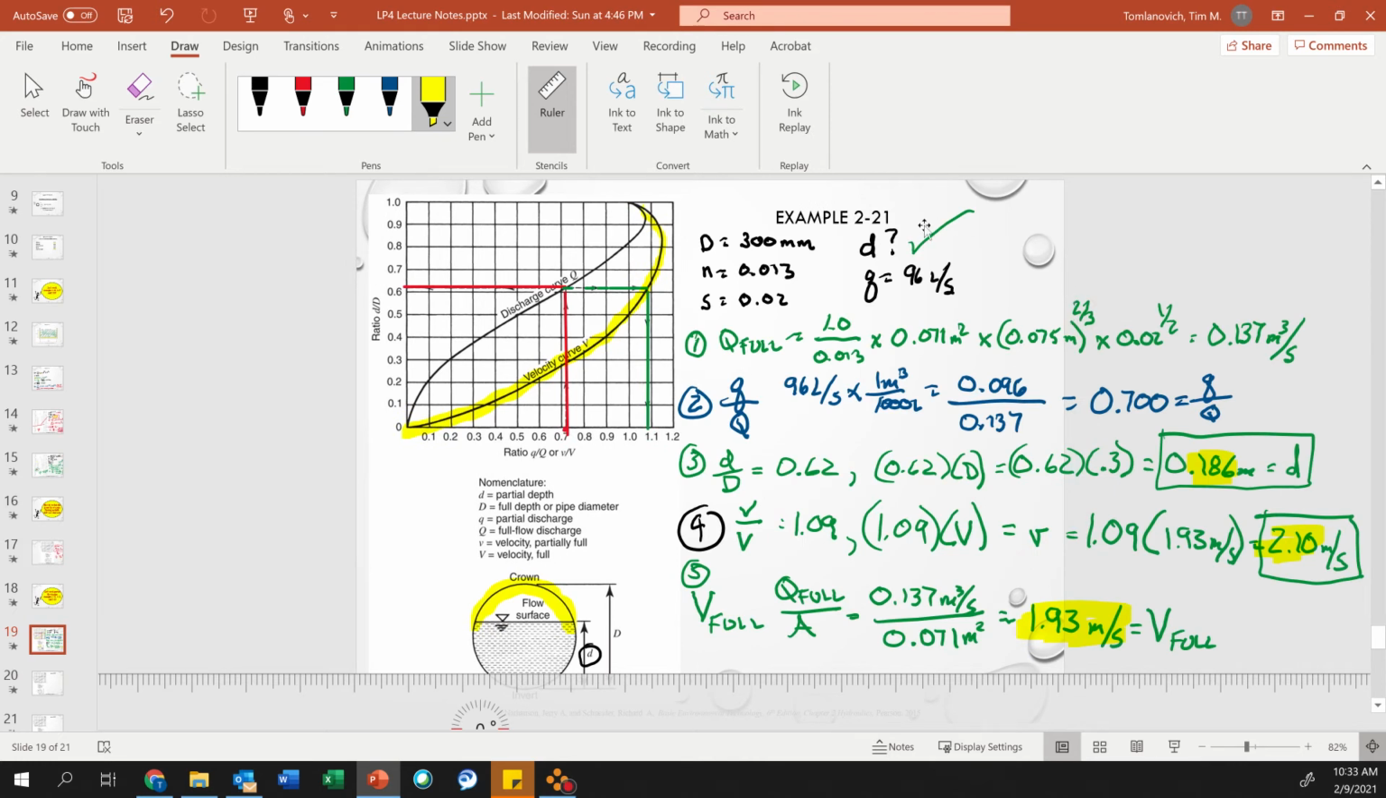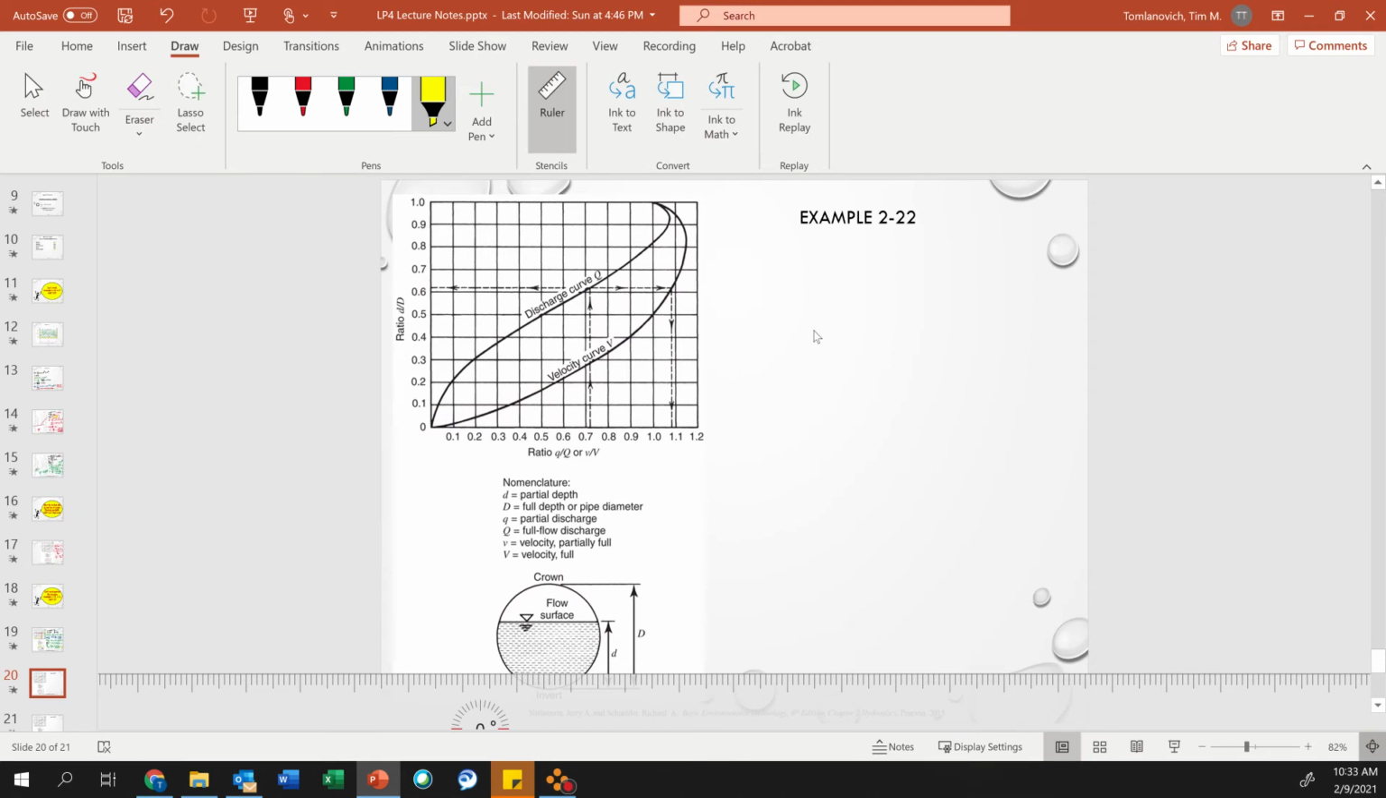Okay, did we answer all the questions? We found little d, which is 0.186. We found partial velocity, 2.10 meters per second. All right, example 2-22. What is the maximum possible discharge capacity of a 900 millimeter diameter pipe with an n of 0.013 built on a slope of 0.1%? Okay, so maximum possible discharge capacity. Maximum discharge capacity doesn't necessarily mean Q full.